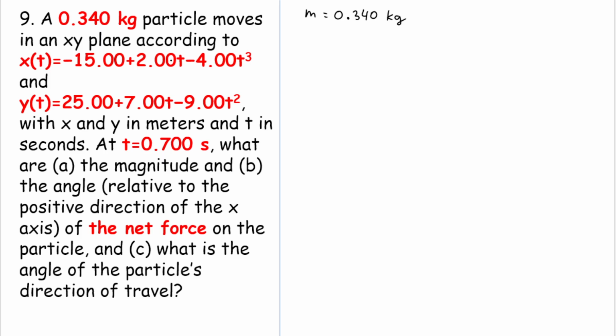And then it moves according to this equation here. So we have the position here, the equation of the position. But I want to write this in the unit vector notation, right? So we will have this x here in unit vector notation, the position of t. On the x direction, we will have minus 15 plus 2t minus 4t to the third power, and this is for the i direction. And then on the y direction, or in the j, I will have 25 plus 7t minus 9t squared. And this is on the j direction.